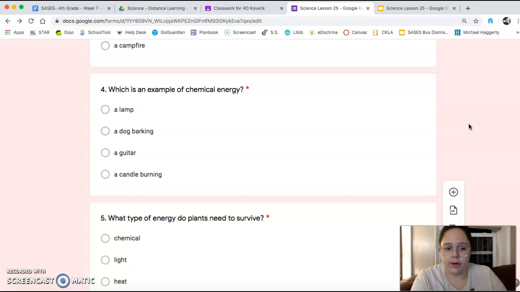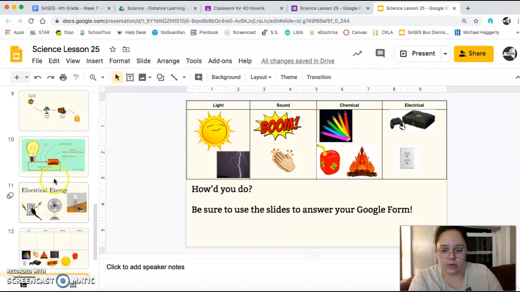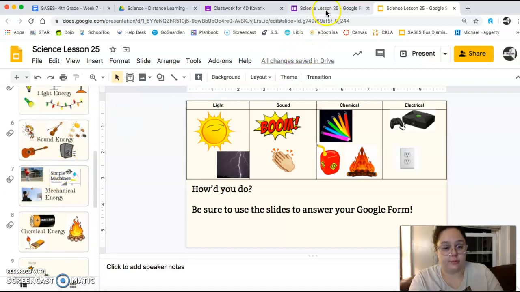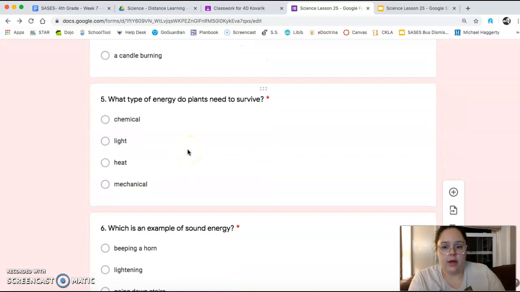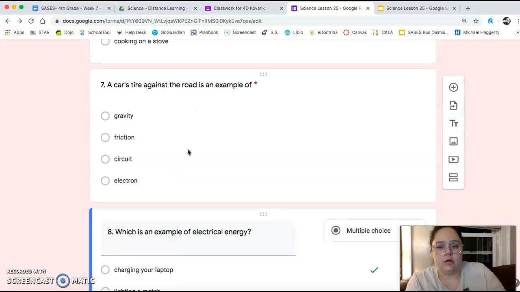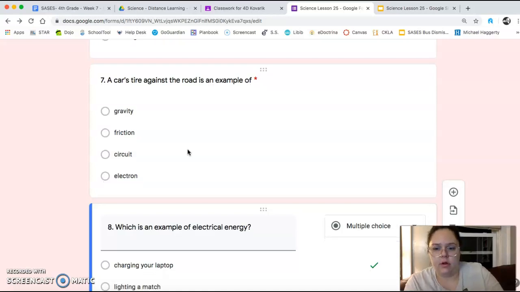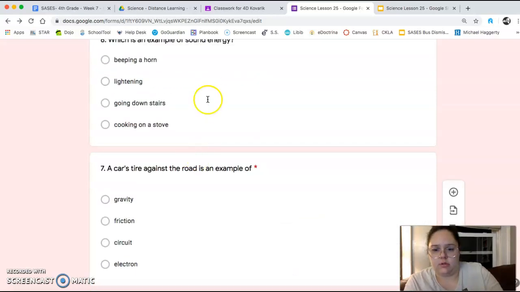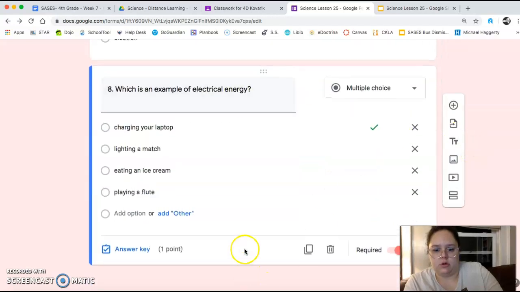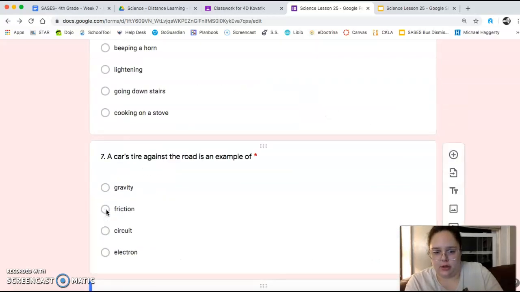This is why it's super important to go back to the slideshow. It's hard to get these right off the bat when you learn it. You've got to go back and remember what they are. So please use the slideshow. 5, what type of energy do plants need to survive? 6, which is an example of sound energy. 7, a car's tire against the road is an example of. And number 8, which is an example of electrical energy.